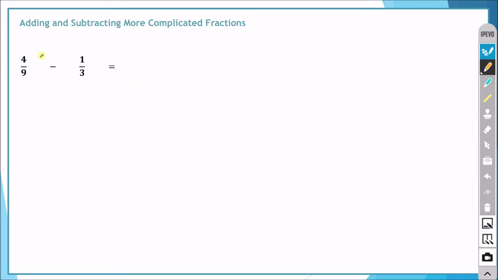So this is our second example. We've got 4 over 9 minus 1 over 3. And we've got the same problem we had before. The denominator here, i.e. the bottom number, and the denominator here are not the same. So that means we don't know what the denominator of the answer is going to be. So what can we do?